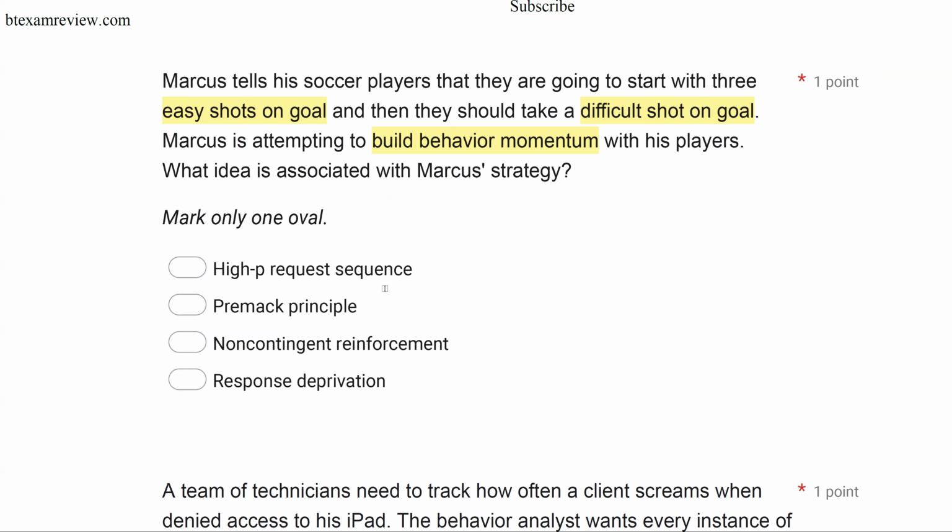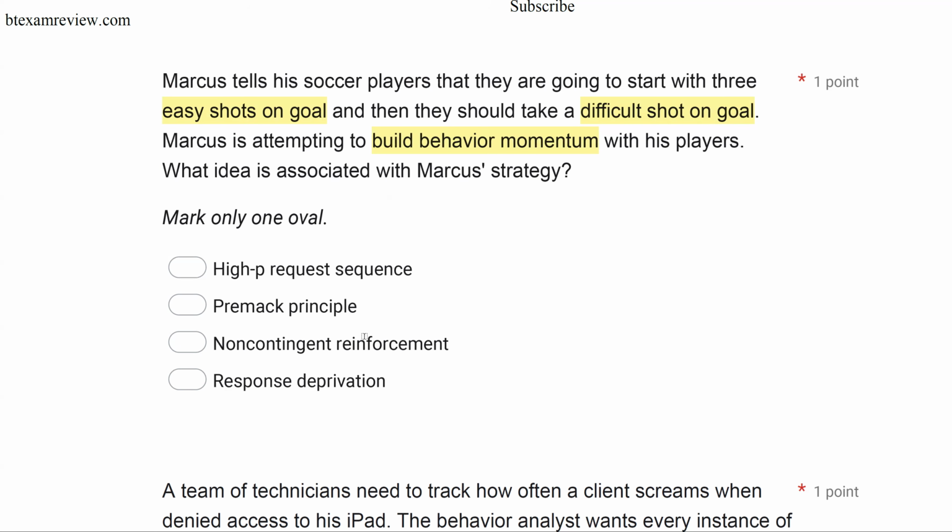A high P, or high probability, request sequence. Yes, we use a high P request sequence to build up that behavior momentum. You give a high probability request, another high probability request, another high probability request, and then you go with the low probability request. We're trying to gain behavior momentum. This question, essentially, if you have fluency, has told you the answer.